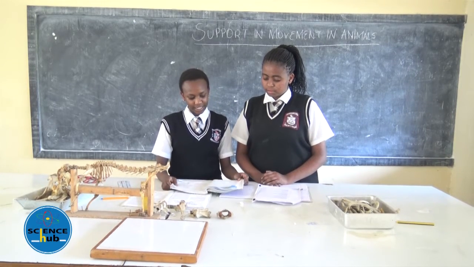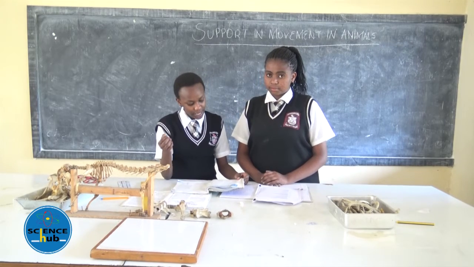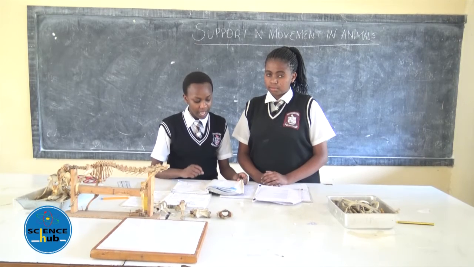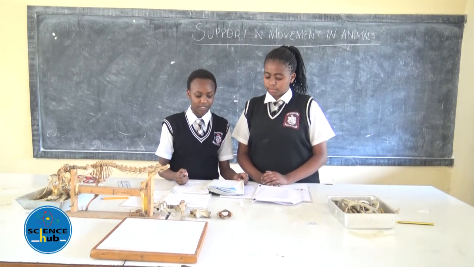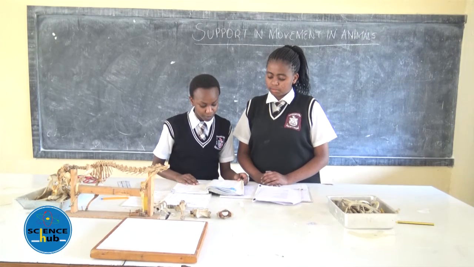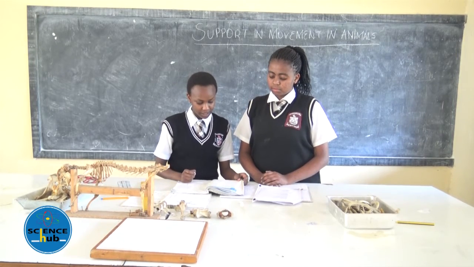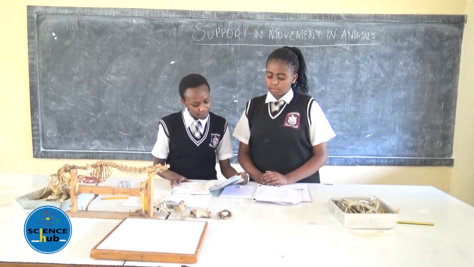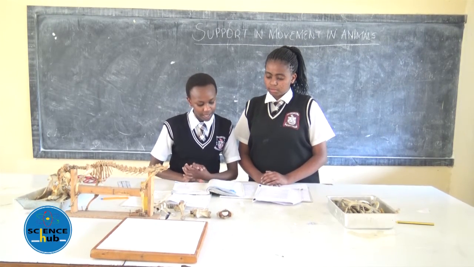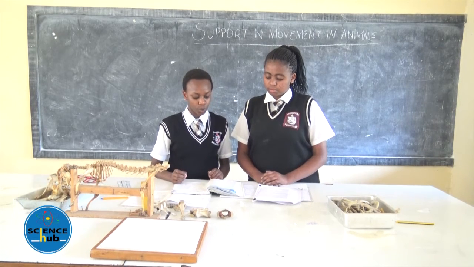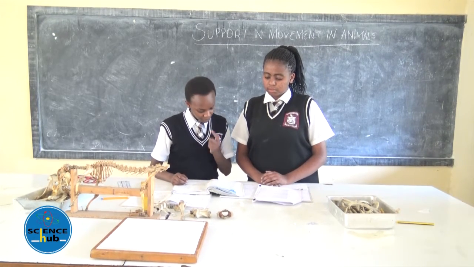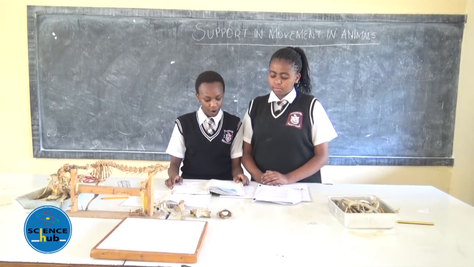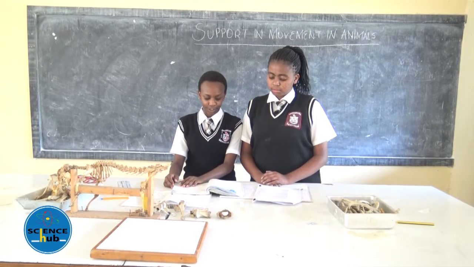Functions of the skeleton. One, the skeleton supports and gives the body its shape. Two, it protects the delicate organs of the body. Three, it allows body movements with the help of the muscles. Four, it provides the site for muscles to attach. Five, the endoskeleton in vertebrates also produces blood cells. The exoskeleton, on the other hand, protects the organisms from excessive drying or desiccation.